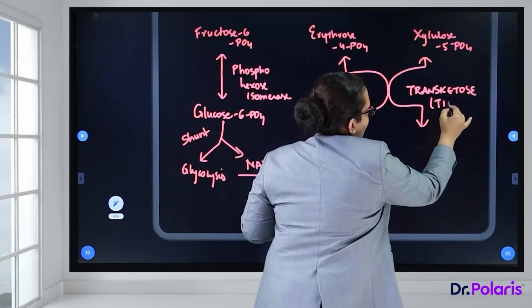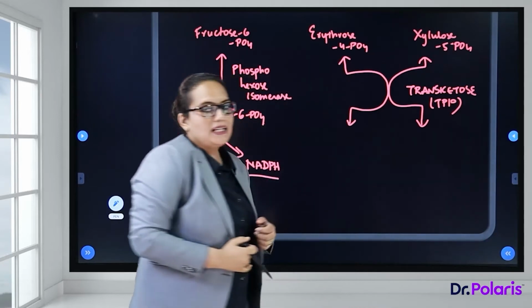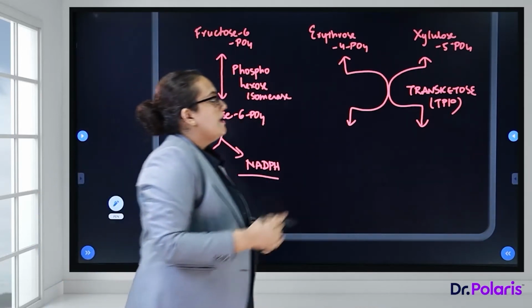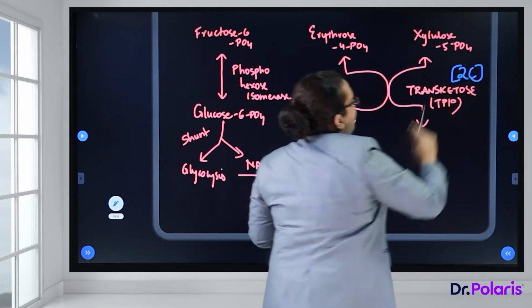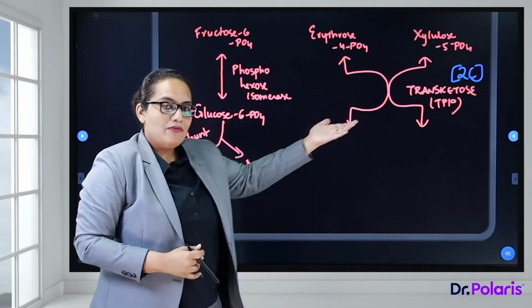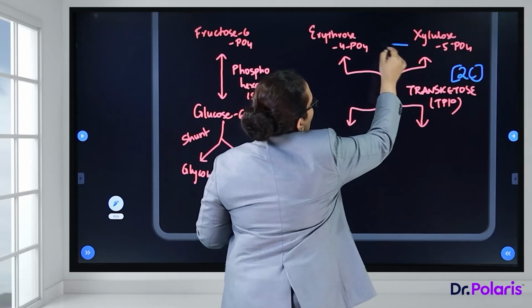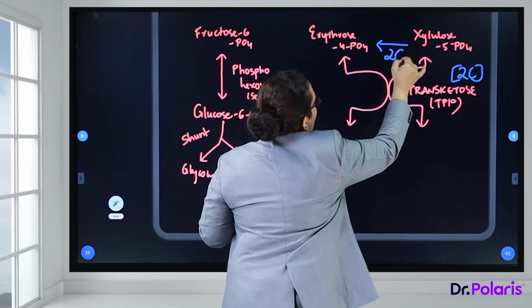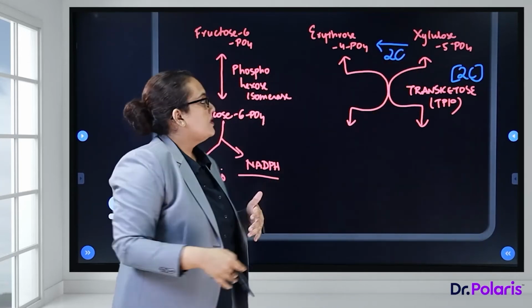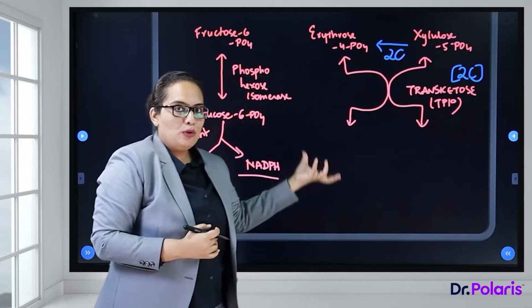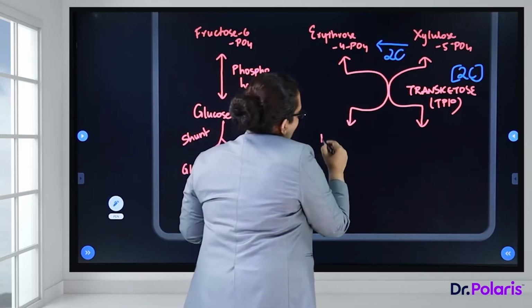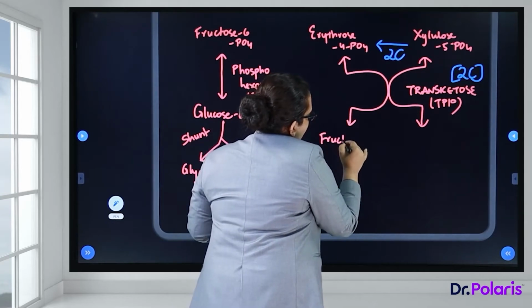Thiamine pyrophosphate is a coenzyme required for the activity of transketolase. During this step, a 2-carbon entity is transferred from xylulose 5-phosphate to erythrose 4-phosphate. At the same time, a keto group is also transferred, leading to the formation of a 6-carbon keto sugar, that is fructose 6-phosphate.